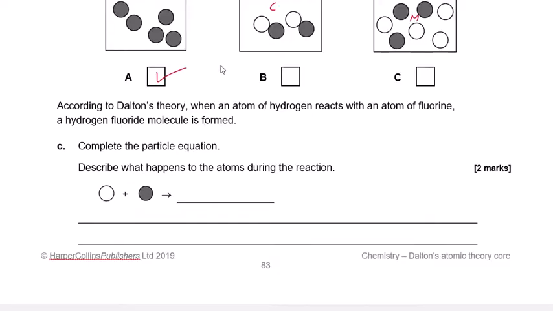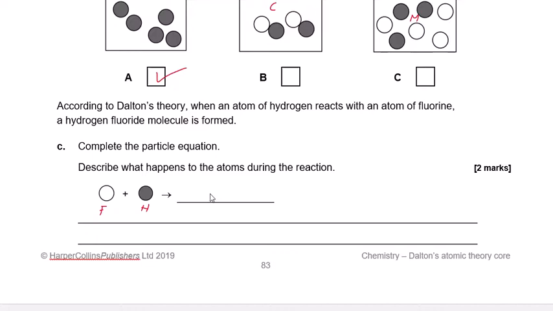Now on to the next question. And what you're asked to do here, first of all, we'll read this. According to Dalton's theory, when an atom of hydrogen reacts with an atom of fluorine, a hydrogen fluoride molecule is formed. Complete the particle equation. Well, you've already seen these circles being added together. So what we're going to do here is we're going to say that one, let's just pretend that that one is the hydrogen and that one is the fluorine.